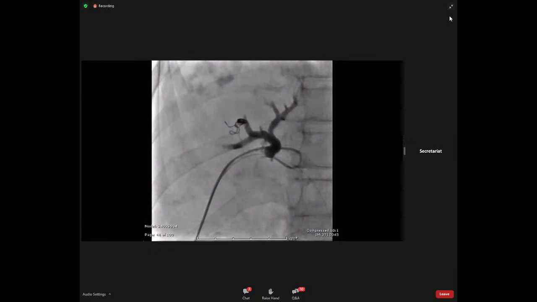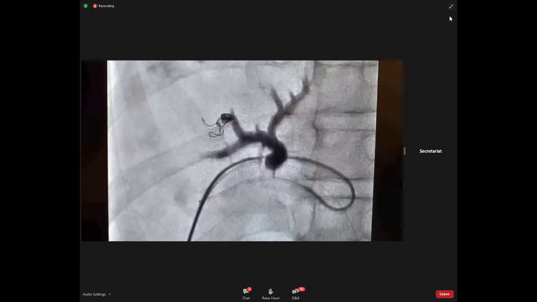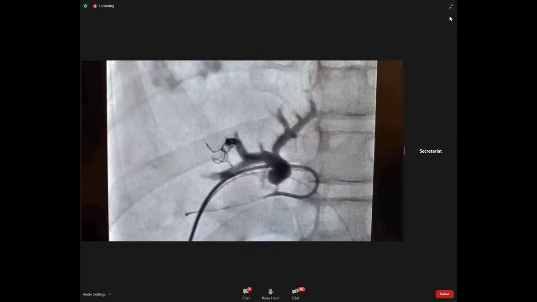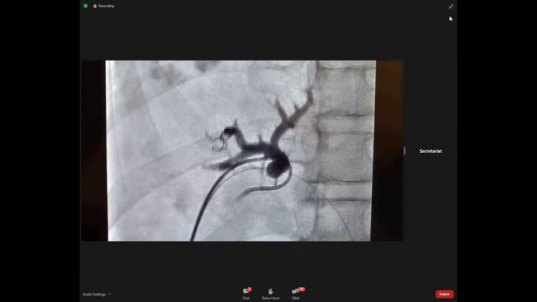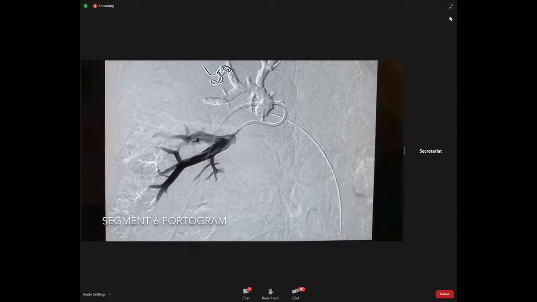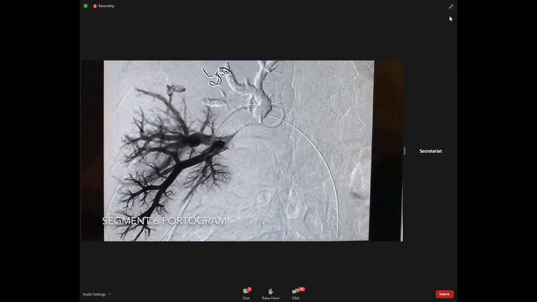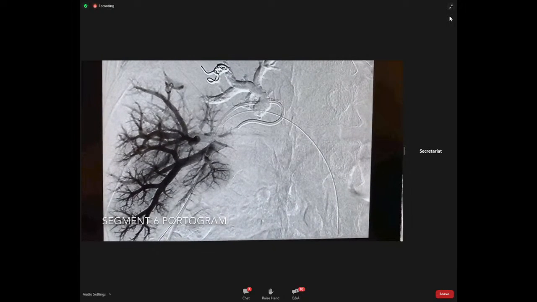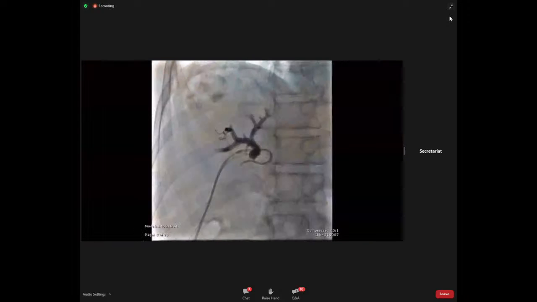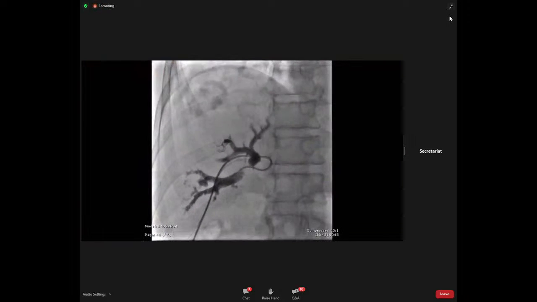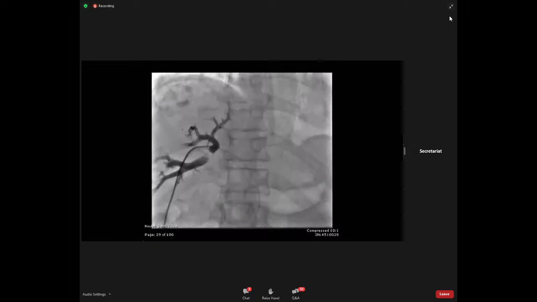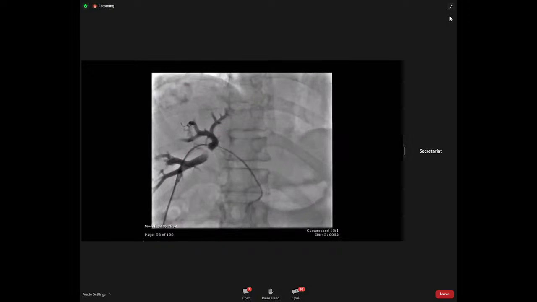Then we insert a new catheter to select the segment 6 branch. We use the guide wire to facilitate the selection. After that, segment 6 portogram was performed. Then glue embolization was done through the 5 French catheter. Another catheter was used for main portography.